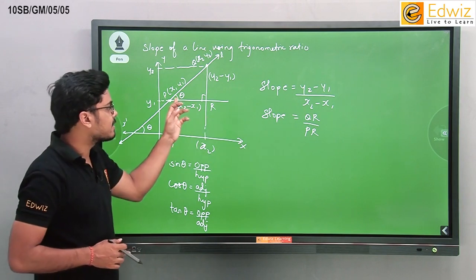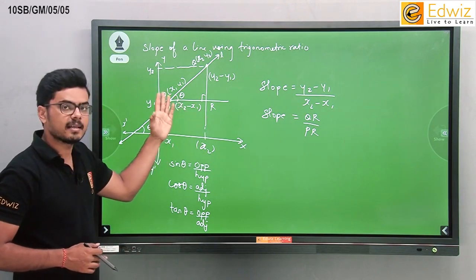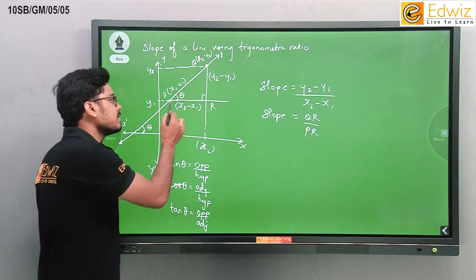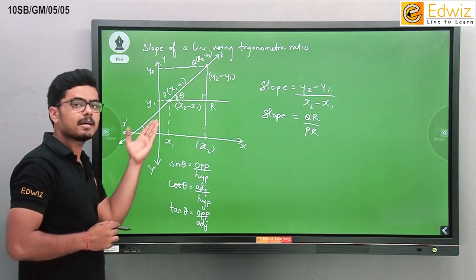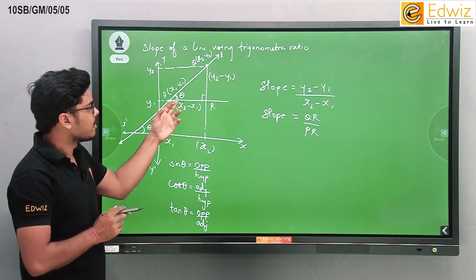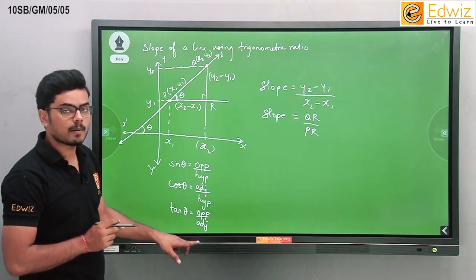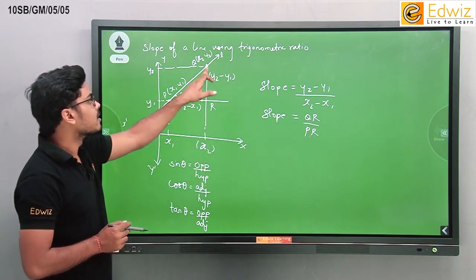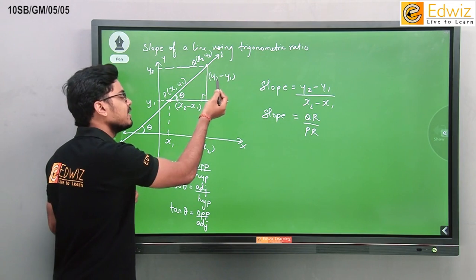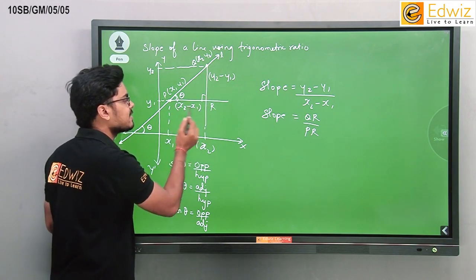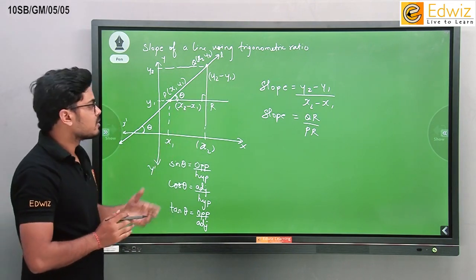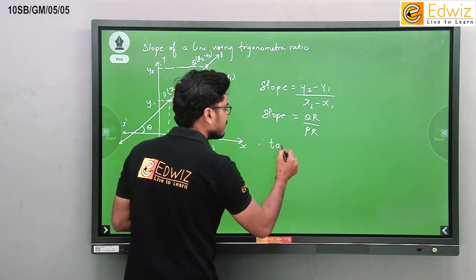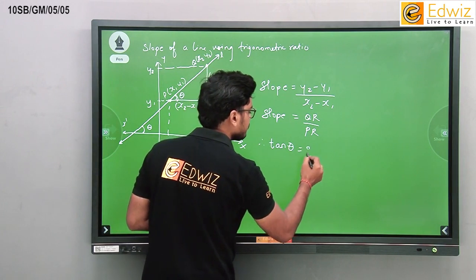So for this angle theta, these two lines are parallel as I said. If this angle is theta, this is also theta because these are corresponding angles. Correct? So what is tan theta? Opposite upon adjacent. Here also the slope that we are getting is QR upon PR. QR is the opposite side of theta and PR is the adjacent side of theta. So in this triangle, slope is nothing but tan theta.